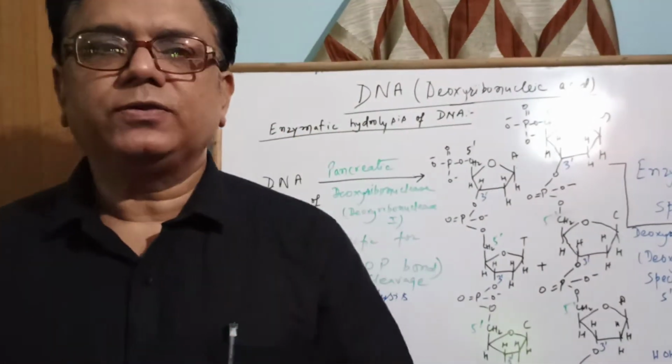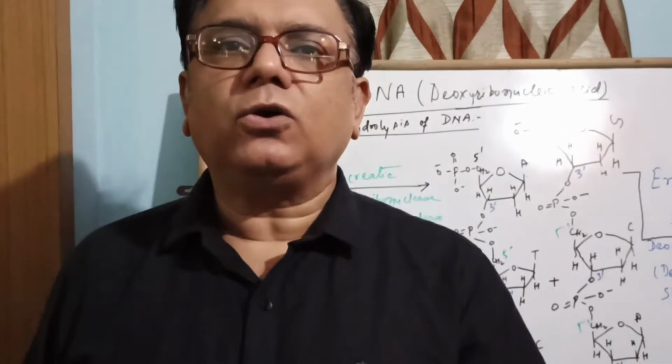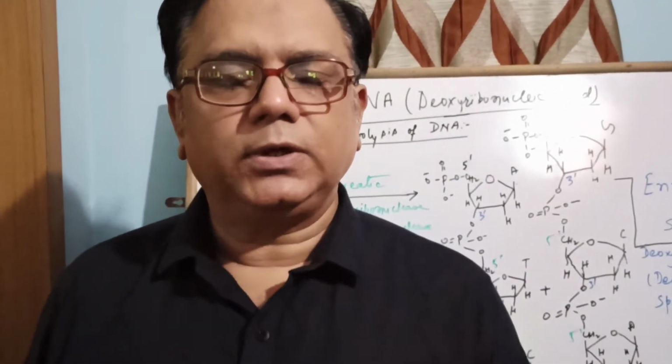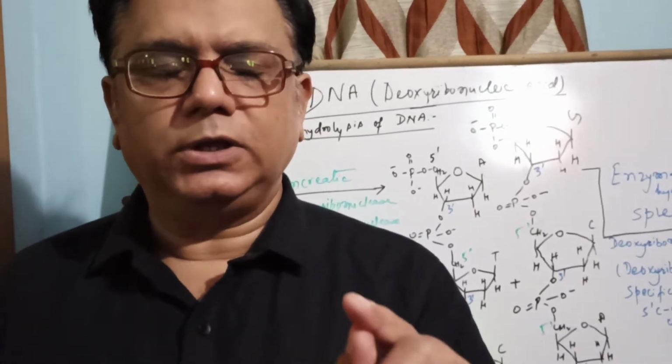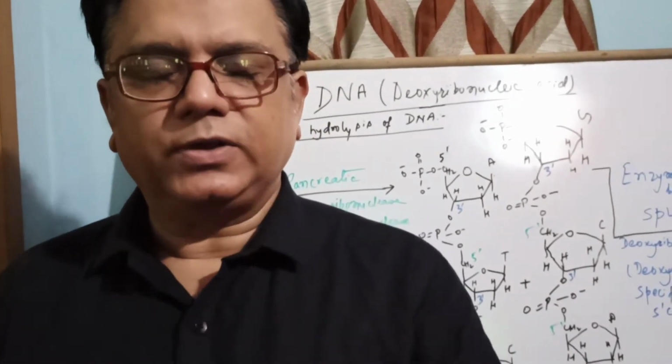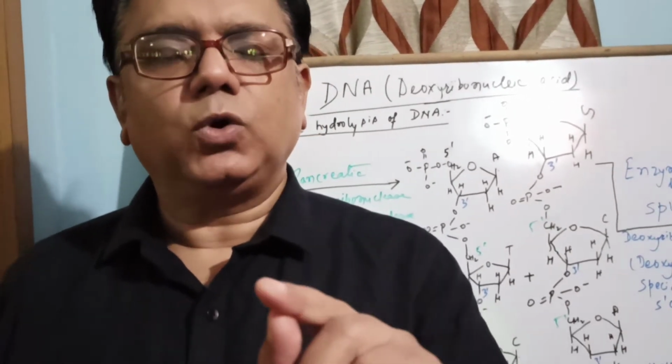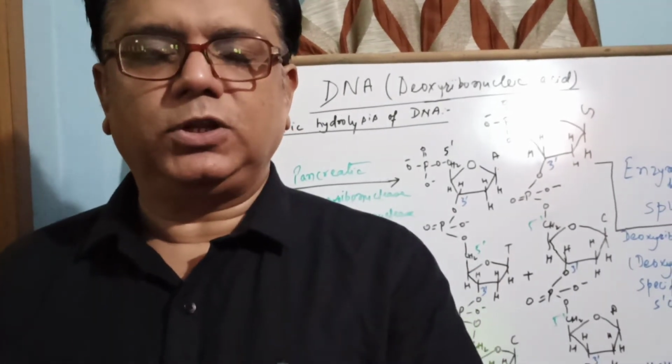But when we subject this oligonucleotide mixture again to hydrolysis with spleen deoxyribonuclease enzyme, what do we get? We get a mixture of deoxyribonucleoside 3' phosphate. In the first video, that is part 1, probably we missed writing it at the end. So please, when you read it, read deoxyribonucleoside 3' phosphate.